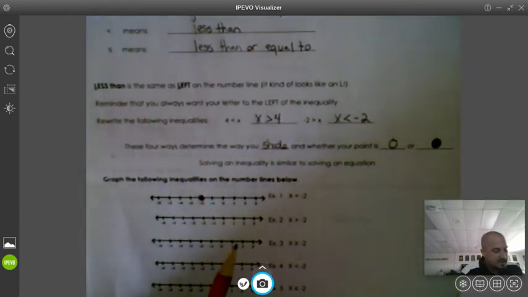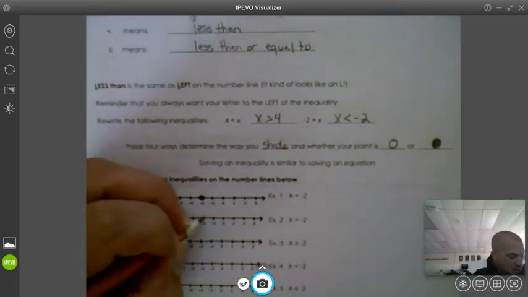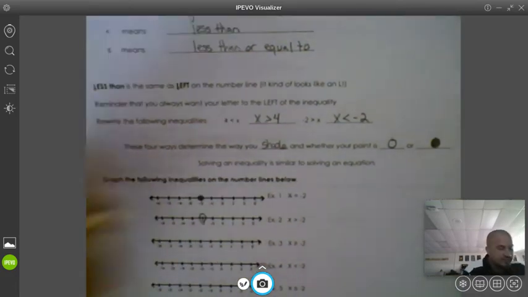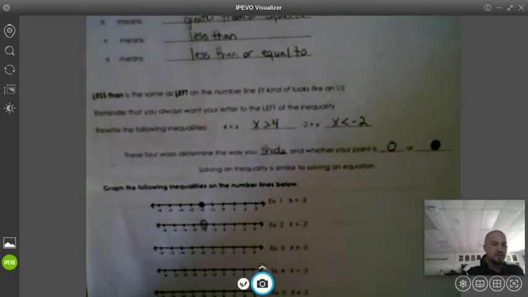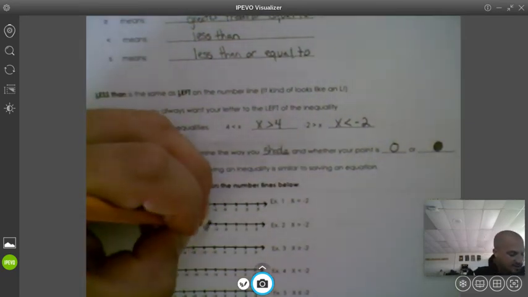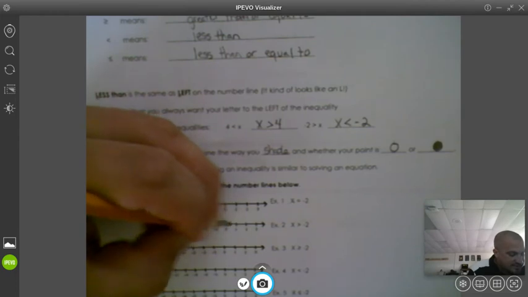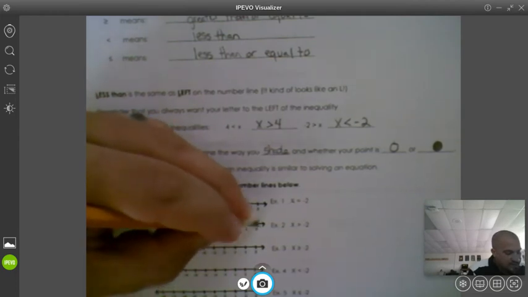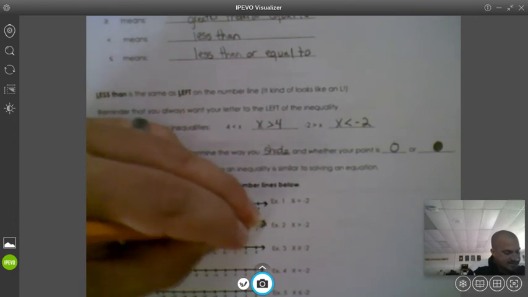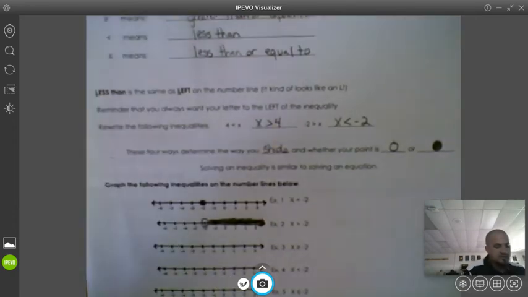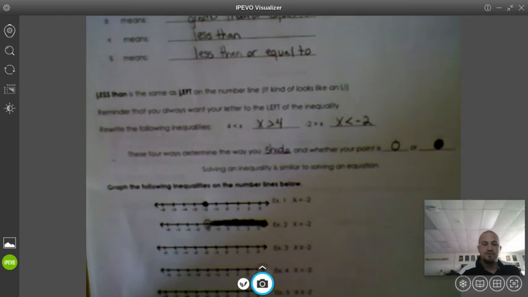Let's look at the next one. x is greater than negative 2. That would be an open circle because greater than means it doesn't include that number. Open circle at negative 2. And greater than means I shade to the right. So I'm going to shade all the way to the right and then shade in that arrow there. So that's x is greater than negative 2.